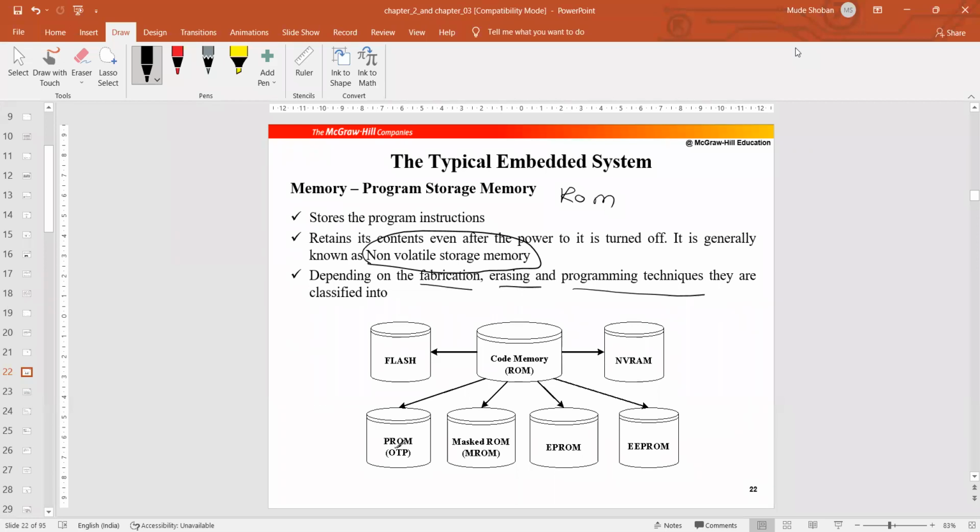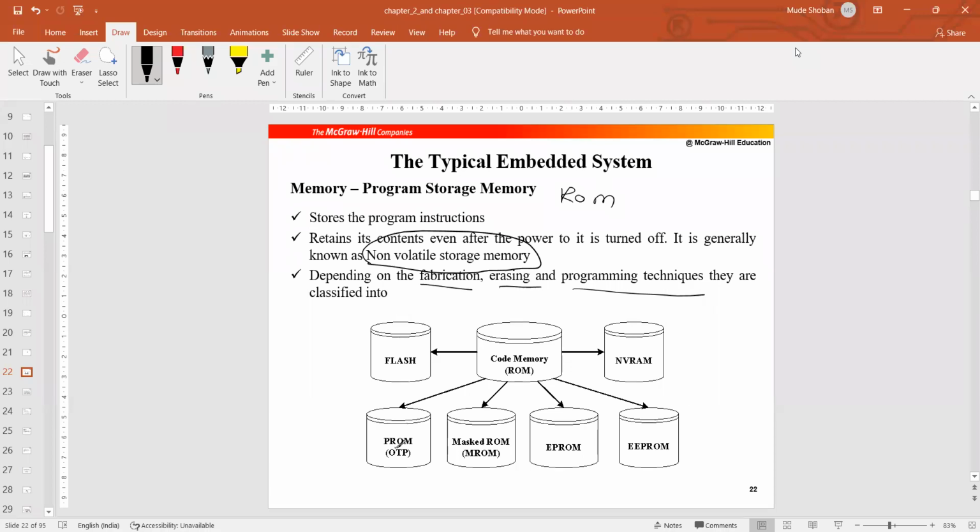The next point is arranging and programming techniques. They are classified like this. Arranging means sometimes the data might be arranged quickly at a time, or the content or instruction written in the program memory may be arranged line by line or the entire instruction in one go. So it depends on that; it has classified the memories.